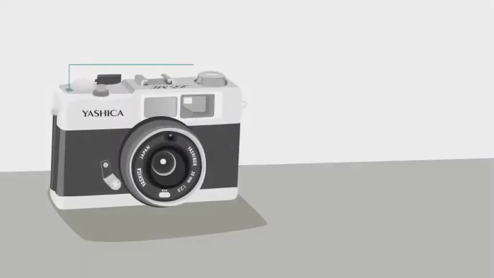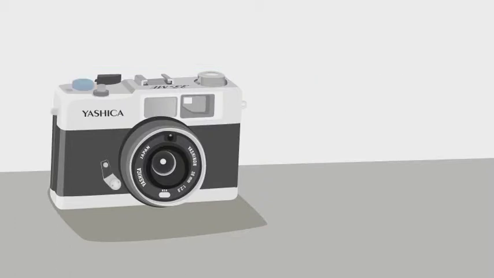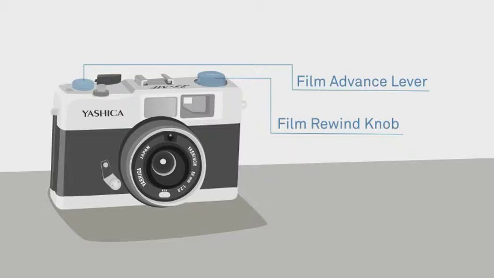The exposure counter tells the photographer how many exposures or photographs are left on the roll of film. The 35mm can take up to 36 images per roll. The film advance lever moves the film forward one frame at a time. The film rewind knob moves film backwards one frame at a time.